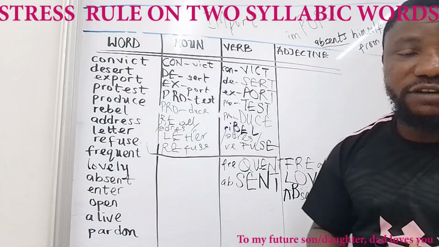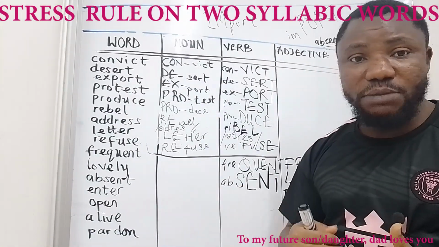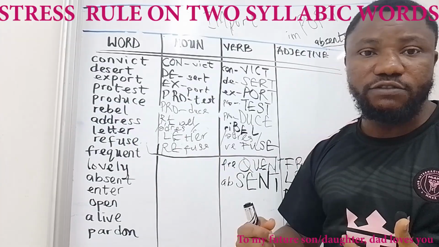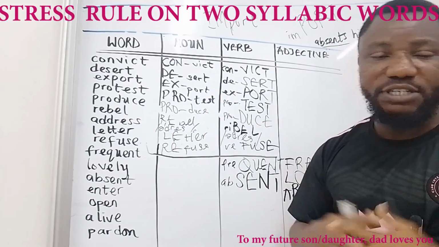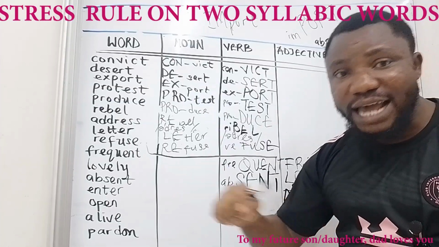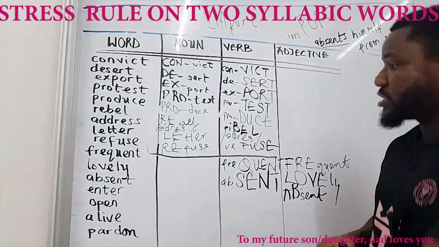I will absent myself from school tomorrow. Not I will absent myself. I was absent yesterday. I will absent myself tomorrow. So that is that about that.